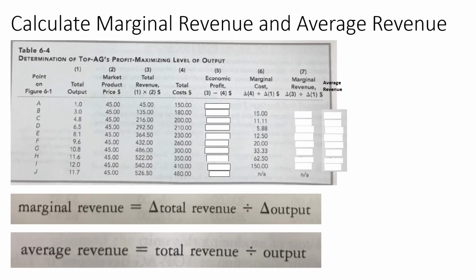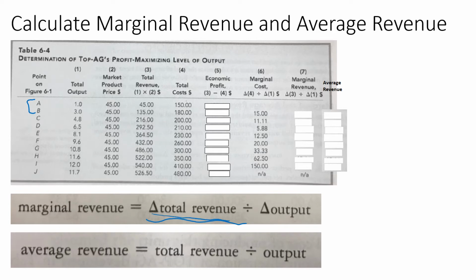So if we want to calculate the marginal revenue and the average revenue, we're just going to go ahead and look at these equations and do a few examples here. So the marginal revenue is the change in total revenue divided by the change in output. So again, we find this between 2 points. So we'll start by finding it between point A and point B.